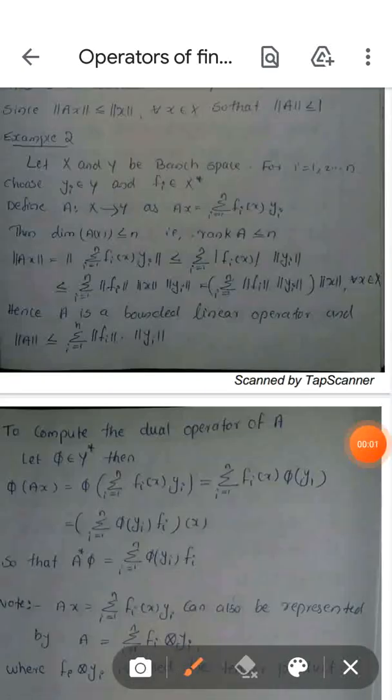Next, Example 2. Let X and Y be Banach spaces. For i equal to 1, 2, 3, ..., n, choose yi belonging to Y and fi belonging to X star.